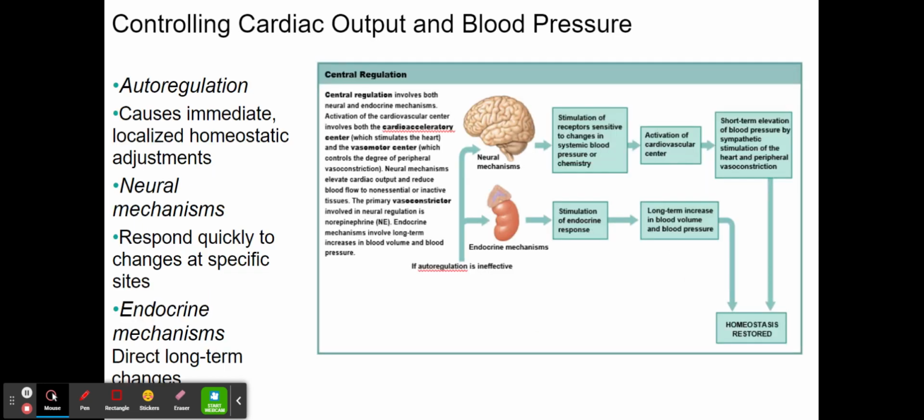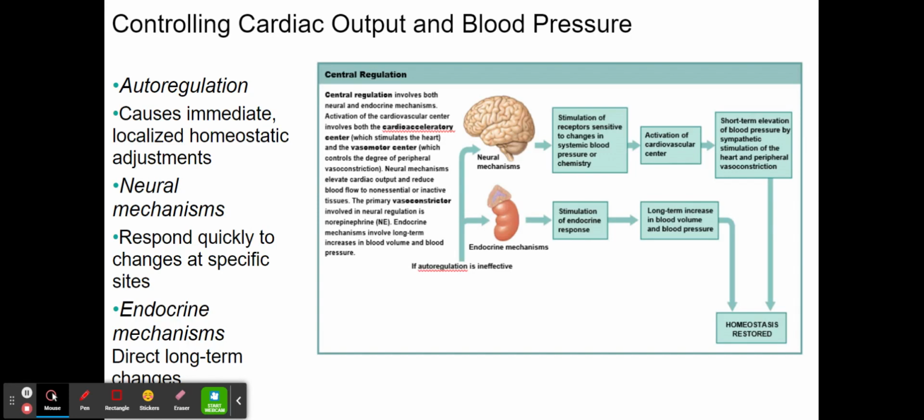The regulatory mechanisms focus on controlling cardiac output and blood pressure to restore adequate blood flow after blood pressure decreases. We can group these mechanisms as follows. Starting off, we have autoregulation: local factors that change the pattern of blood flow within capillary beds as precapillary sphincters open and close in response to chemical changes in the interstitial fluid. This is an example of autoregulation at the tissue level. Autoregulation causes immediate, localized homeostatic adjustments.